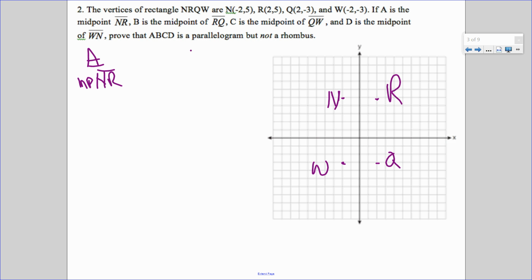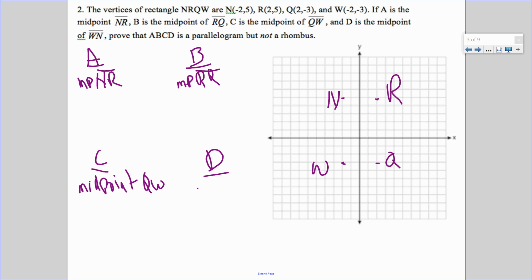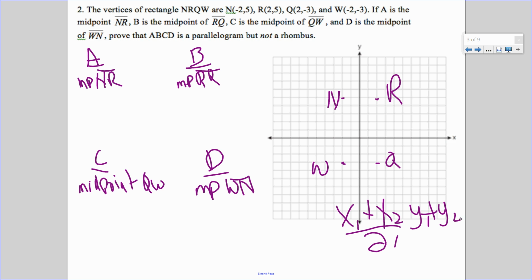It says B is the midpoint of RQ. It says C is the midpoint of QW. Oh, I wrote out midpoint. And D is the midpoint of WN. So again, we said before, midpoint formula, x1 plus x2 over 2, y1 plus y2 over 2.